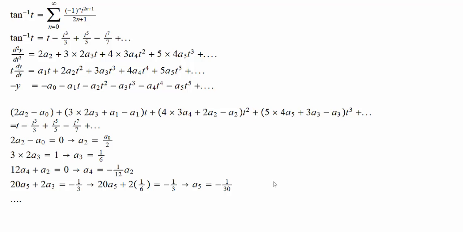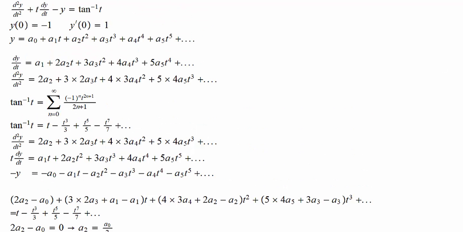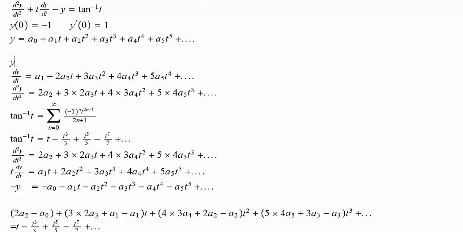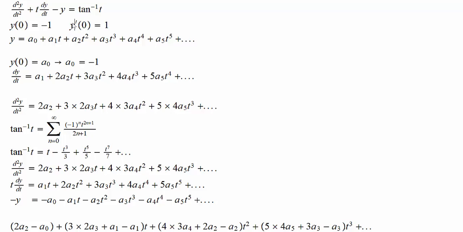Now notice this here, now remember we had initial conditions here, that is y at 0 is -1 and y prime at 0 is 1. So what does that mean is this, that y at 0, if you look at it, all the terms here will be 0. So this gives us that a sub 0 is -1, right? And then here it says that y prime at 0 is 1.